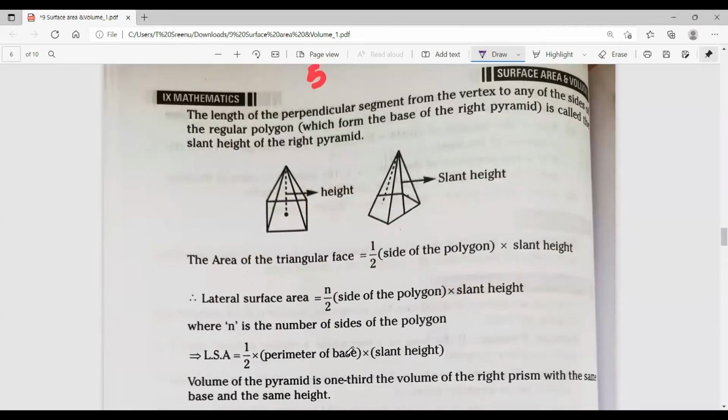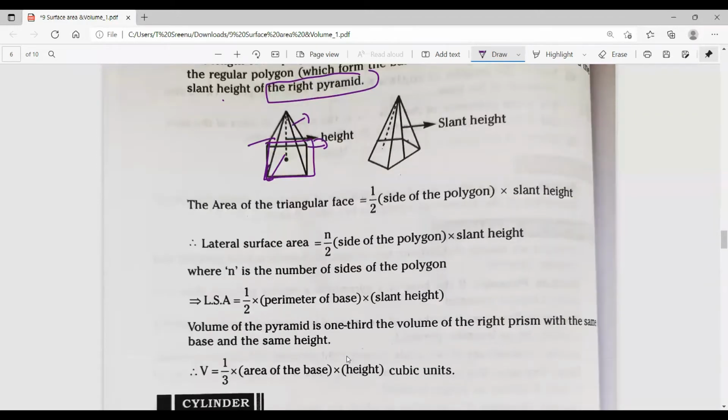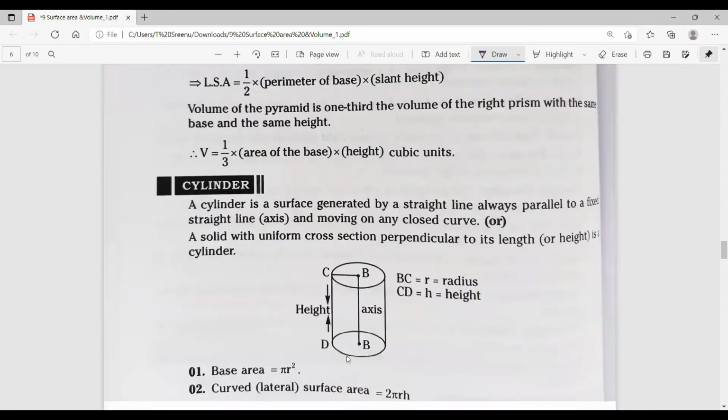Here you can see the pyramid, which is called a right pyramid. The length of the perpendicular segment from the vertex to any side of the regular polygon is called the slant height. Of course, a right pyramid will be like this. Surfaces are like triangles and the base is a square. Next, area of the triangular pyramid, as usual, the formula is 1/2 side of the polygon into slant height. Once you go through this formula, next.